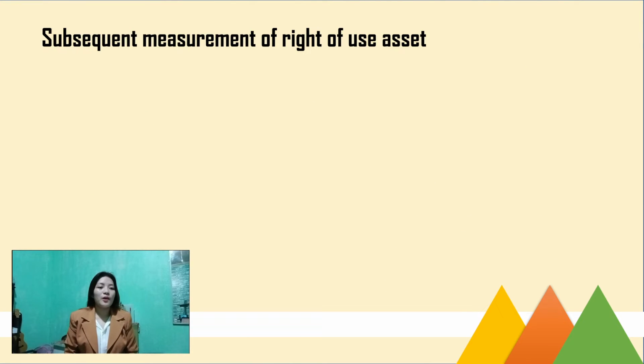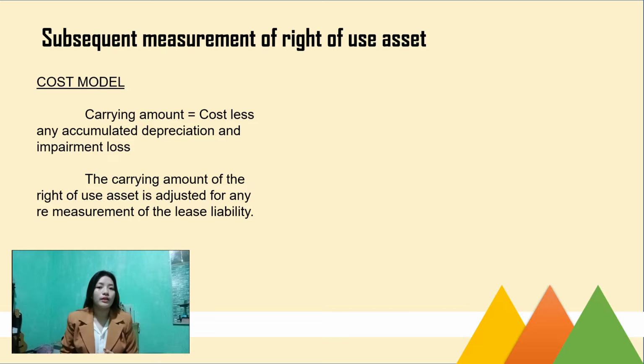So next is the subsequent measurement of right of use asset. So paano natin measure yung right of use asset subsequently or at the end of the reporting period? So according to the standard, we should use the cost model. So paano nga ba yung sa cost model? Initially, nire-record natin siya at cost. Then later on or subsequently, we should record it at the carrying amount.